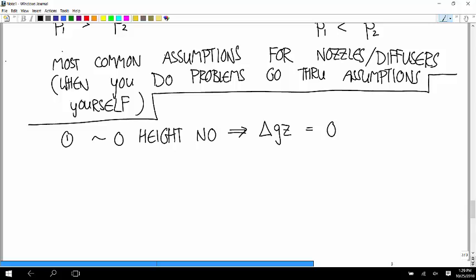If the one at the inlet is the same as the one at the exit, then they cancel each other out, so just don't even worry about it. Second, we're usually going to evaluate these in steady state, and so the time rate of change of the energy is going to be equal to 0.